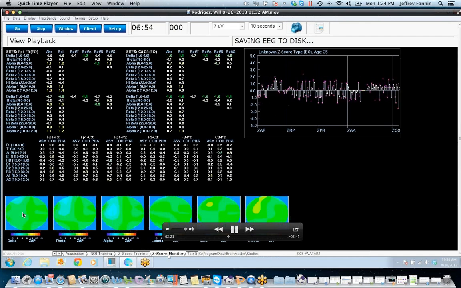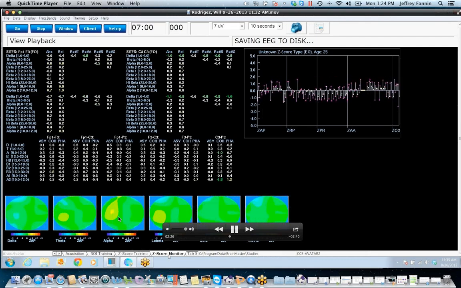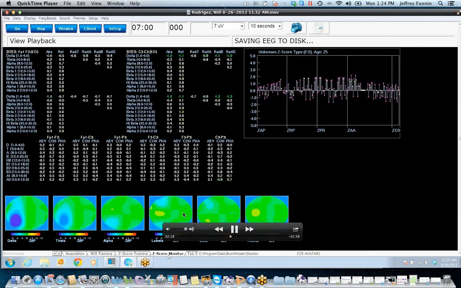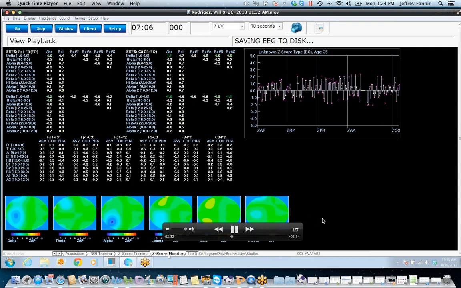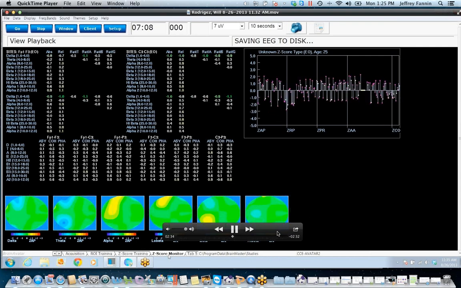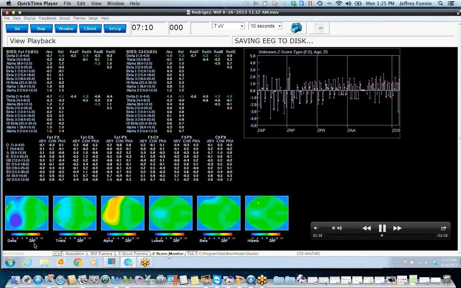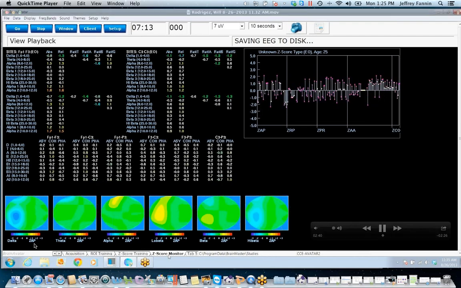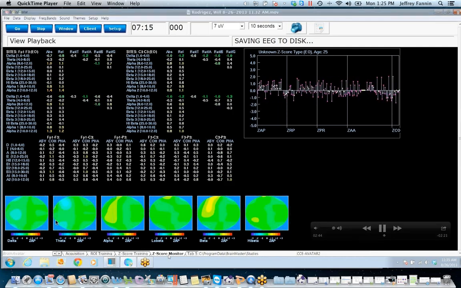So this first one on the left is delta, and then theta, then alpha, low beta, which is your sensory motor activity, then beta, and high beta. So here it's being active during that time.